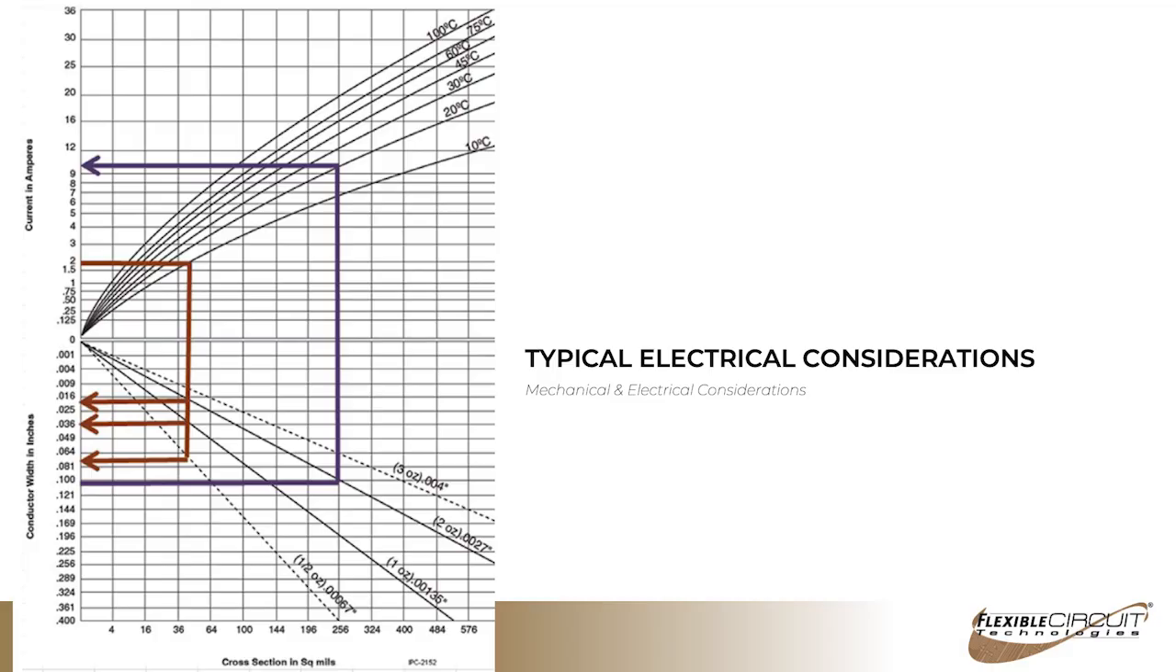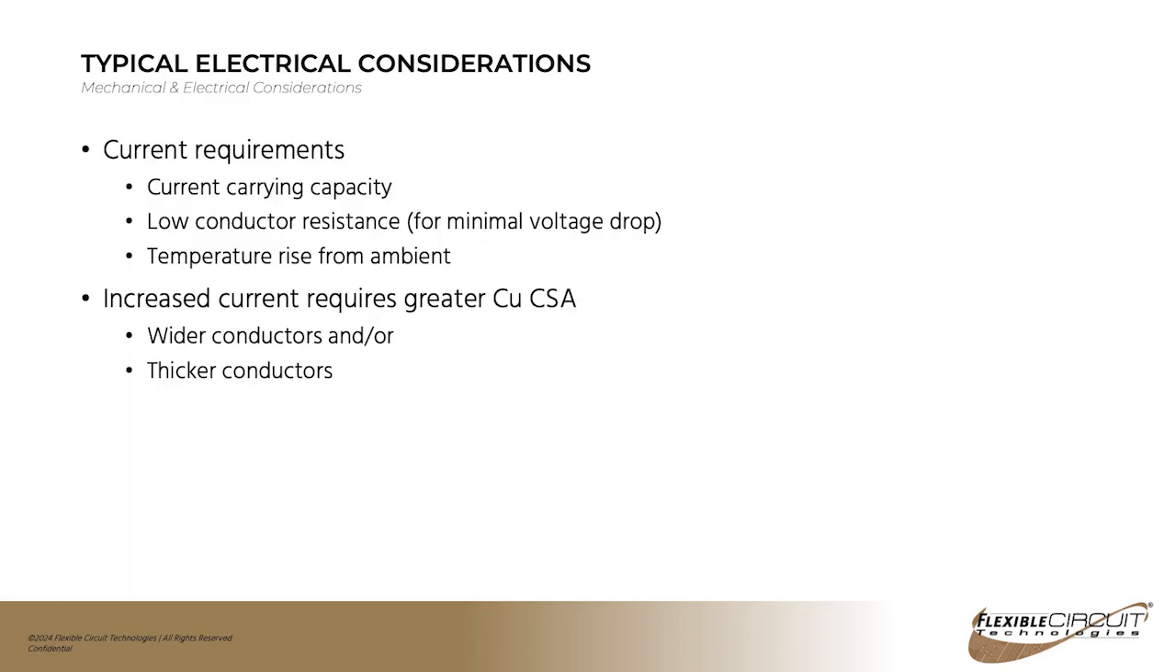This slide shows a conductor nomograph taken from IPC 2152, and this is also available on our website in our design guide, where you can calculate the amount of cross-sectional area that you need for your traces, and you can get an idea how much heat is going to be generated in a particular trace based on the amount of current and the line width and the copper thickness. In the absence of room temperature superconductors, we're pretty much limited to copper for our traces.